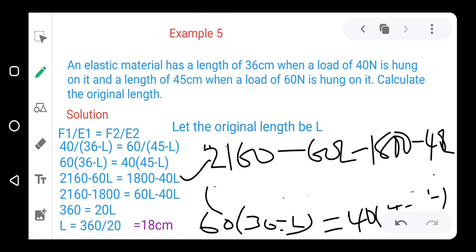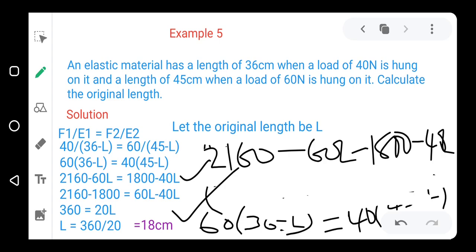And so we collect like terms. The ones without L will be on one side, and the ones with L will be on the other side. So we have 2160 minus 1800 is equal to 60L minus 40L. 2160 minus 1800 will give us 360, and 60L minus 40L will give us 20L. And so we solve for L, and L is equal to 360 divided by 20, which gives us 18 cm. So that is the answer. This is the original length of the material.